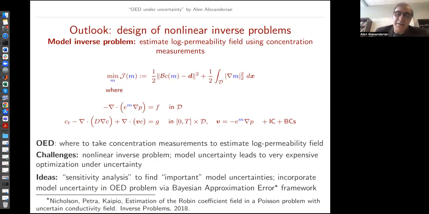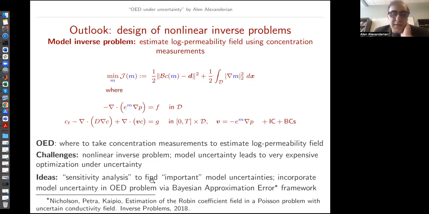If you think about it, the way I formulated the OED problem for this linear case, and I could do it for the nonlinear case too, we did the optimization under uncertainty when we had the integral outside. In this BAE framework, you're essentially pre-marginalizing the model uncertainty, but that requires some further discussion that maybe we can talk about because I think we'll have some time for discussion.